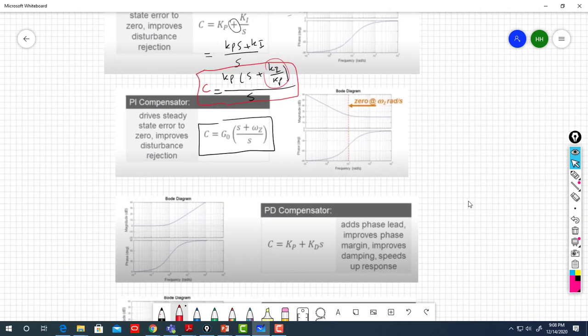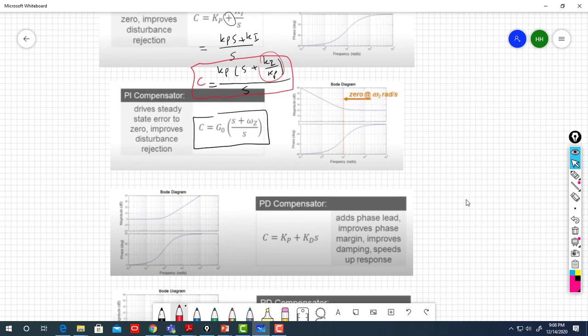Same, we can have a PD compensator, and the PD compensator adds phase lead, improves phase margin, improves damping, and speeds up response. So exactly the same as a lead compensator. So also this, we cannot keep it this way. If you want to draw the Bode diagram, we need to convert it to a common form, a multiplication of basic forms. So let's look at how it will look.